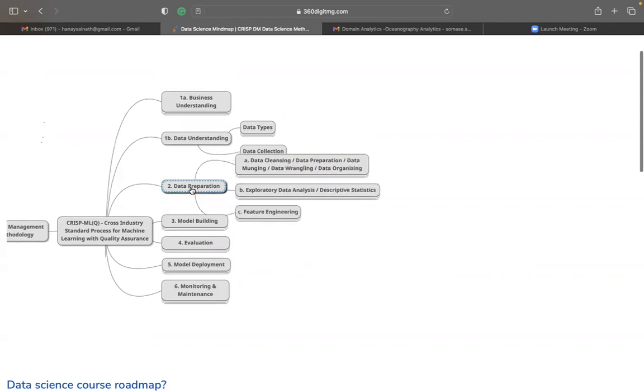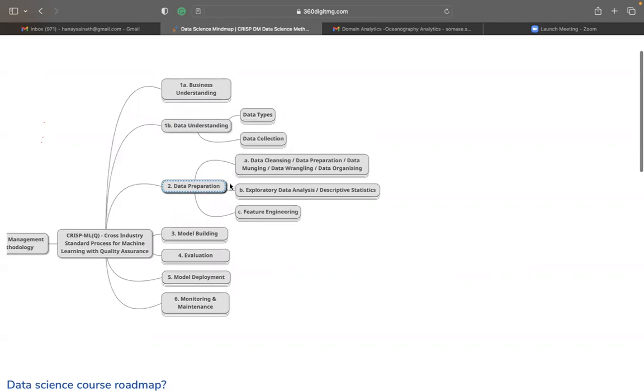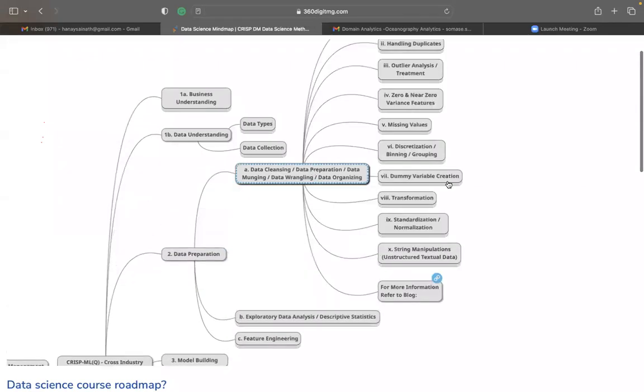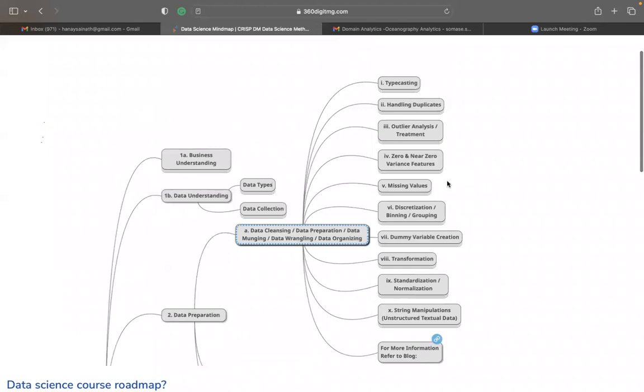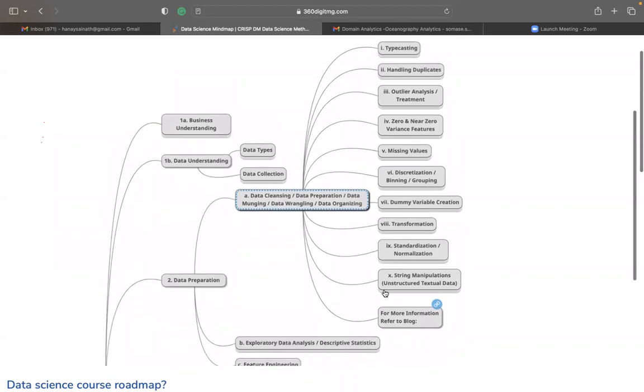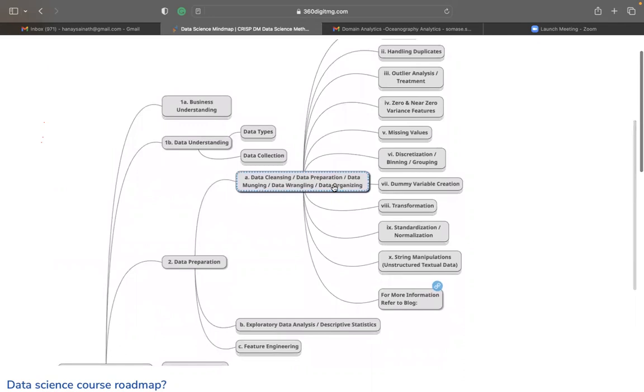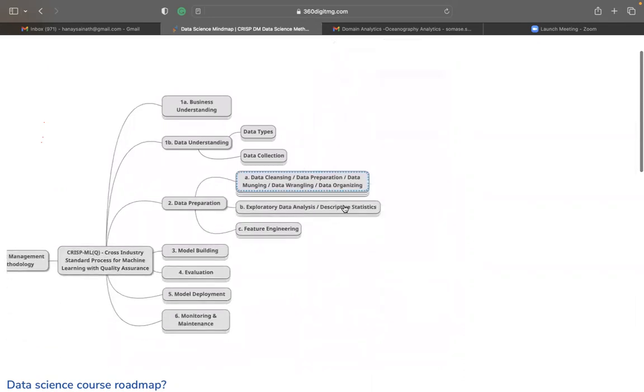Then we have data preparation. In that, we will learn data cleaning, data munging, data wrangling, data organization, exploratory data analysis, which is called EDA, and descriptive analytics. So in this data cleaning, we have all these things: typecasting, handling duplicates, outlier treatment, zero and non-zero variance, missing values, discretization, dummy variable creation, transformations, and we have standardization, normalization, string manipulations. We will discuss them later.